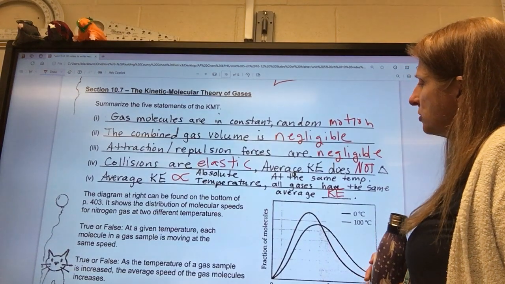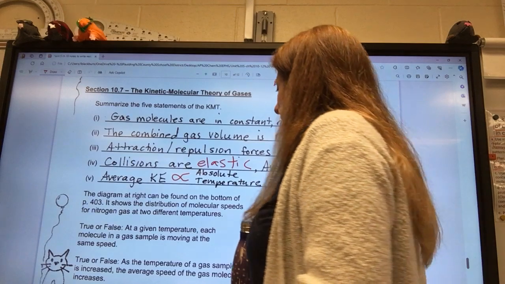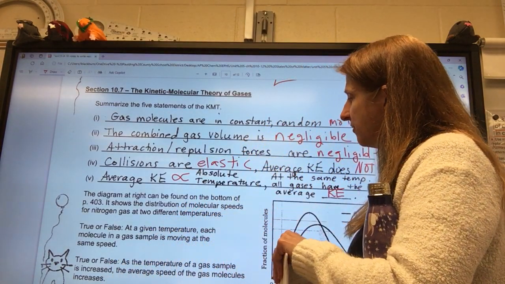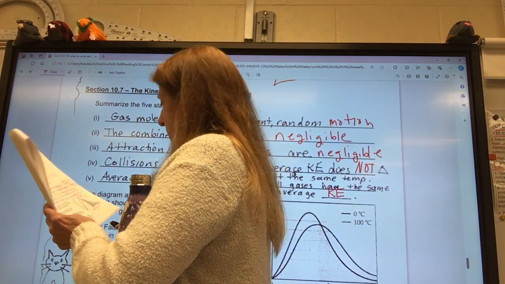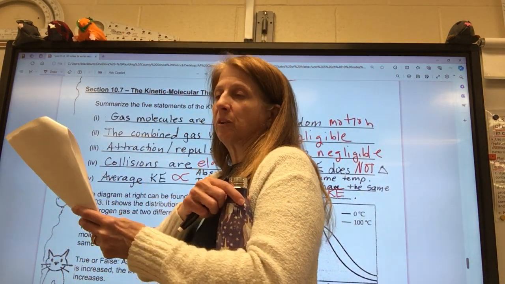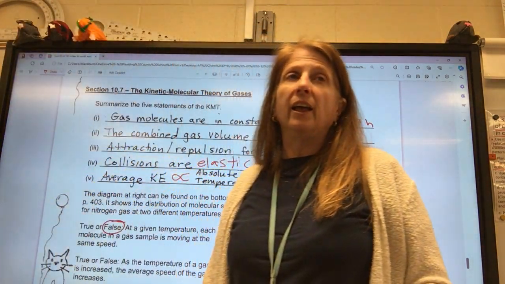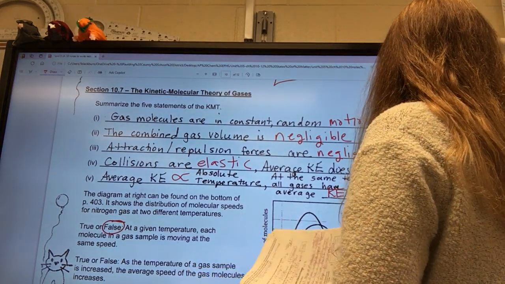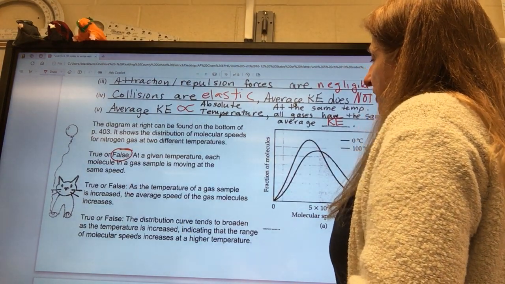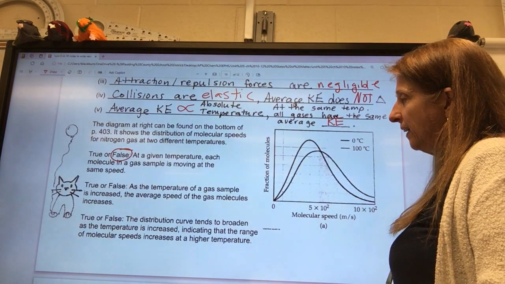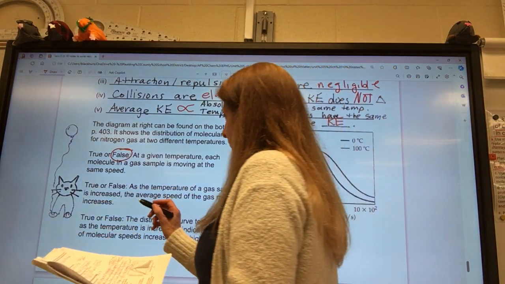It shows the distribution of molecular speeds for nitrogen gas at two different temperatures. True or false? At a given temperature, each molecule in a sample of gas is moving at the exact same speed. False. Some are going faster, some are going slower, and it's not the average speed that is temperature, it is average kinetic energy. Okay, true or false? As the temperature of a gas sample is increased, the average speed of the gas molecules increases. True, yes, very good.